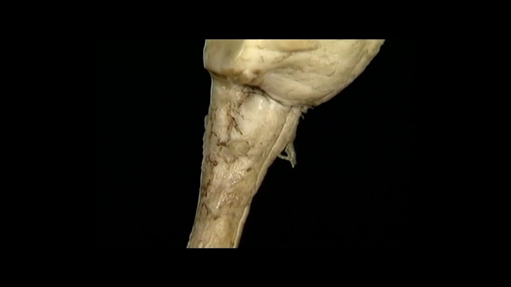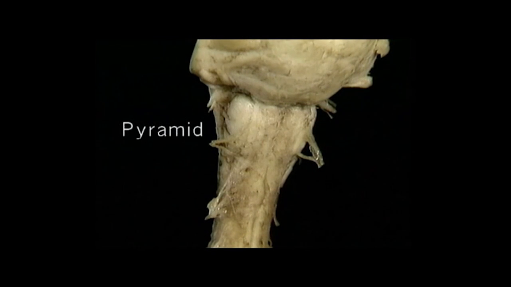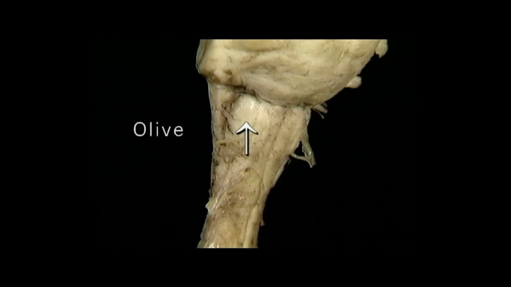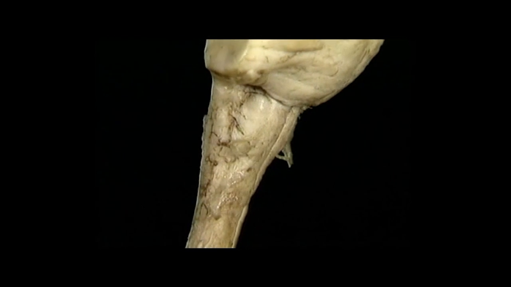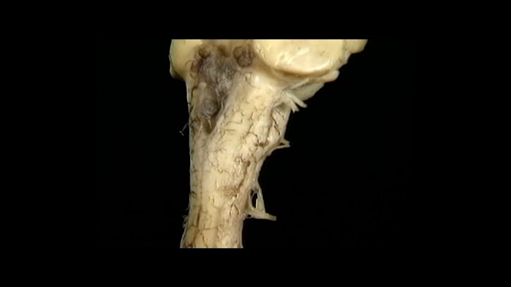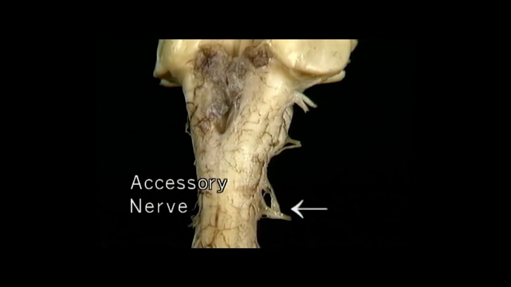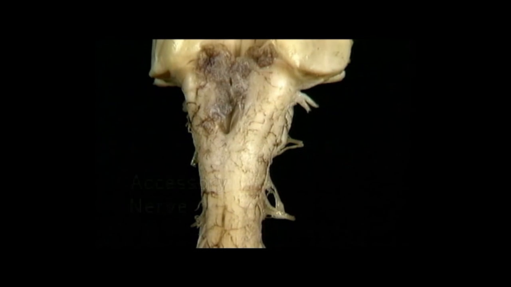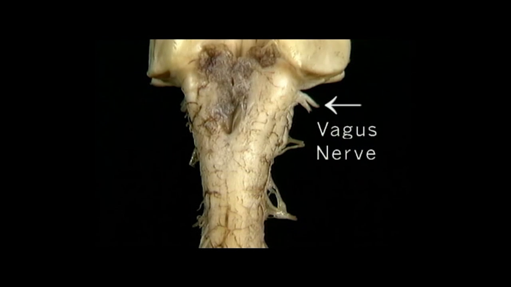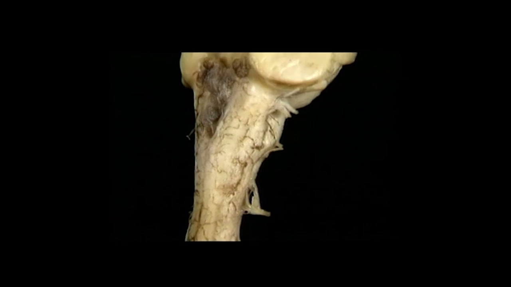The ventral aspect of the medulla is marked on each side by these bulges, the pyramid and the olive. Emerging from the ventral and lateral surfaces of the medulla are the filaments of the four lowest cranial nerves: the 12th, the hypoglossal; the cranial part of the 11th, the accessory; the 10th, the vagus; and the 9th, the glossopharyngeal.